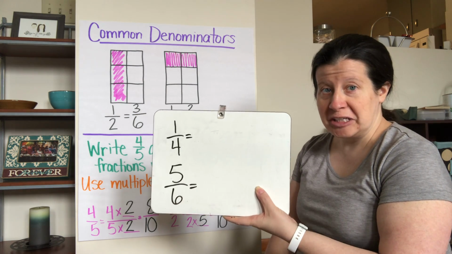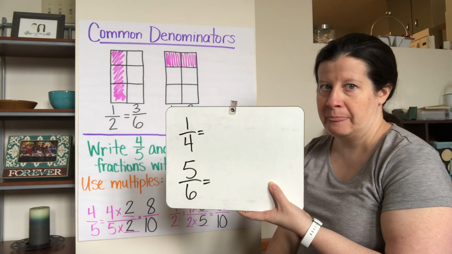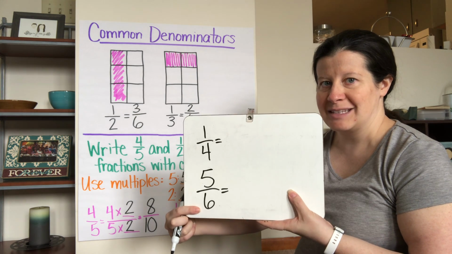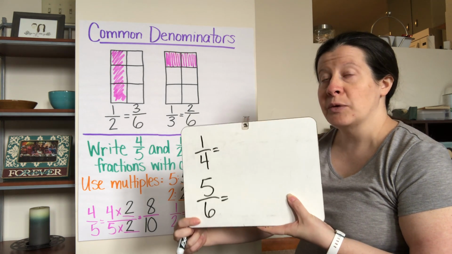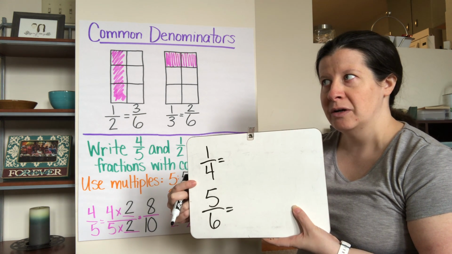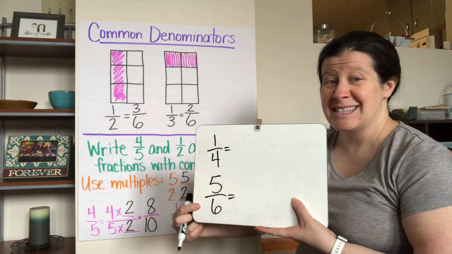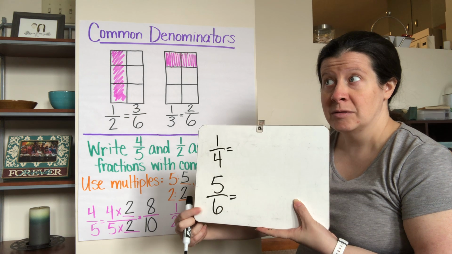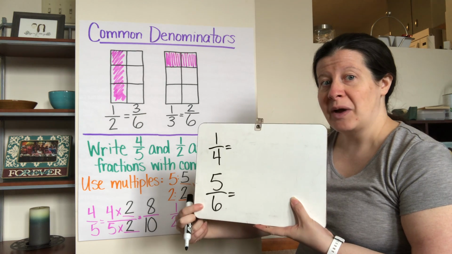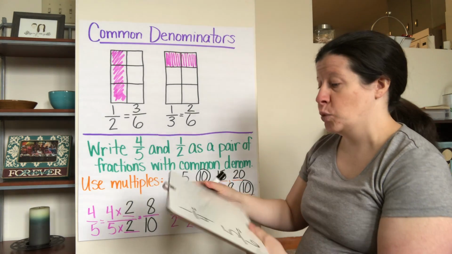We need to change these fractions so that their denominators are the same. So I'm going to think about the number 4 as my denominator and think about the number 6. I need to think through a multiple of both of those numbers. So I could think, okay, 4, 8, 12. Multiples of 6 would be 6, 12. There's the same multiple right there. So I need to change both these fractions so that their denominator is 12.